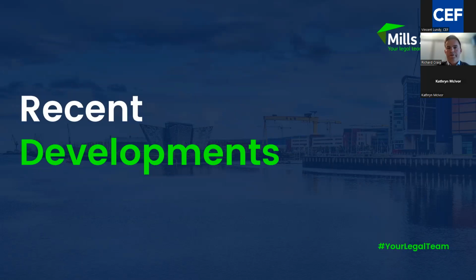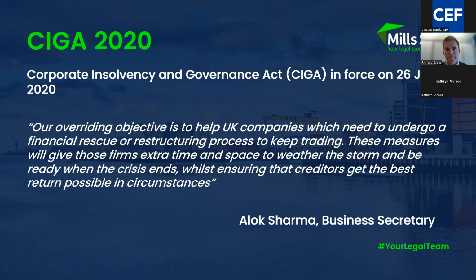Moving on then to some of the recent developments that we've seen in insolvency law over the past number of years. The main development that we've seen is what's known as CIGA 2020, the Corporate Insolvency and Governance Act, which came into force on the 26th of June 2020, which we'll all remember was shortly after the pandemic of March of the same year. Alex Sharma, who was the business secretary at the time, said this: "Our overriding objective is to help UK companies which need to undergo a financial rescue or restructuring process to keep trading. These measures will give those firms extra time and space to weather the storm and be ready when the crisis ends, whilst ensuring that creditors get the best return possible in the circumstances."